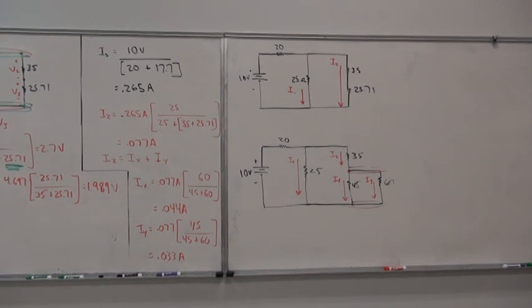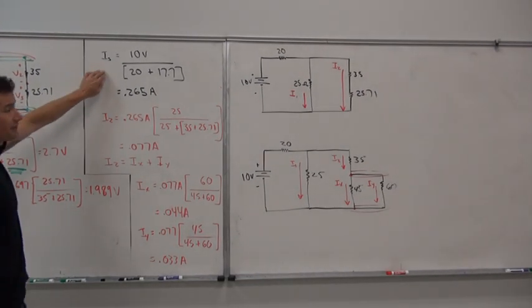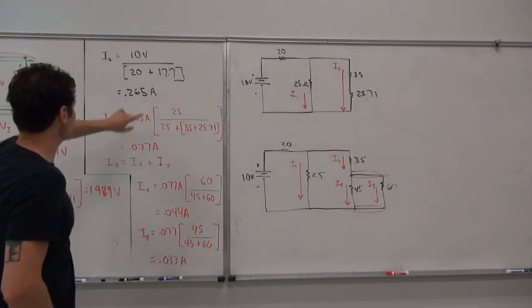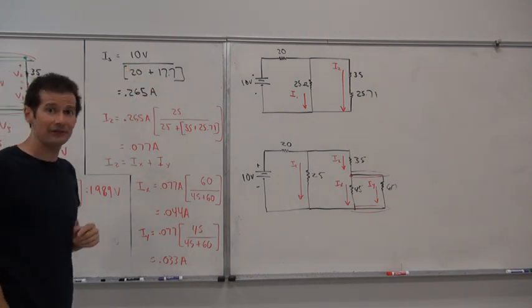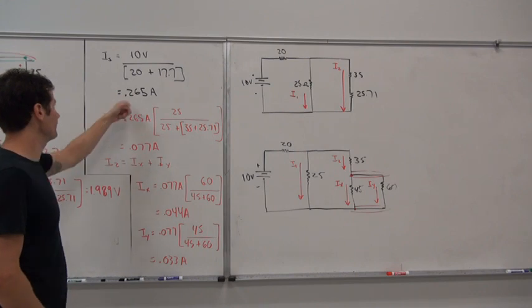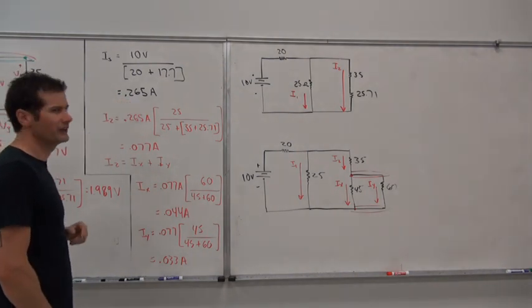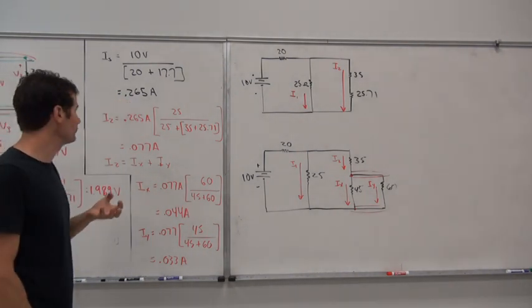So when we took a look at the source current, that was easy to find with that single series loop. That's simply 10 volts divided by 20 plus 17.7 ohms. And sure enough, that came out to be equal to 0.265 amps.